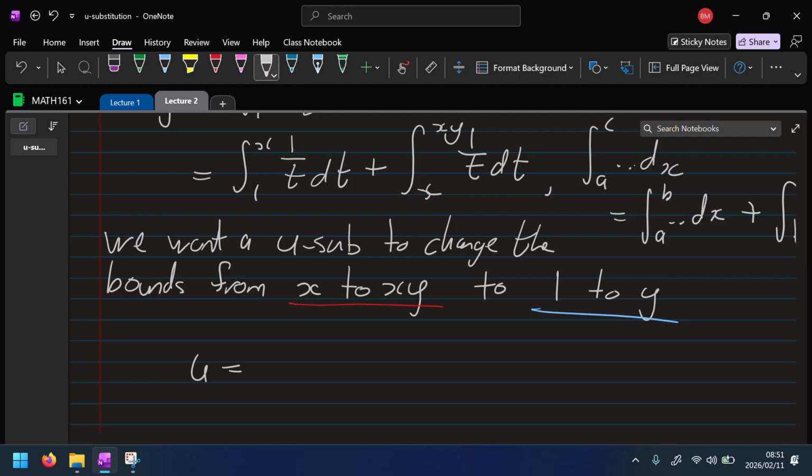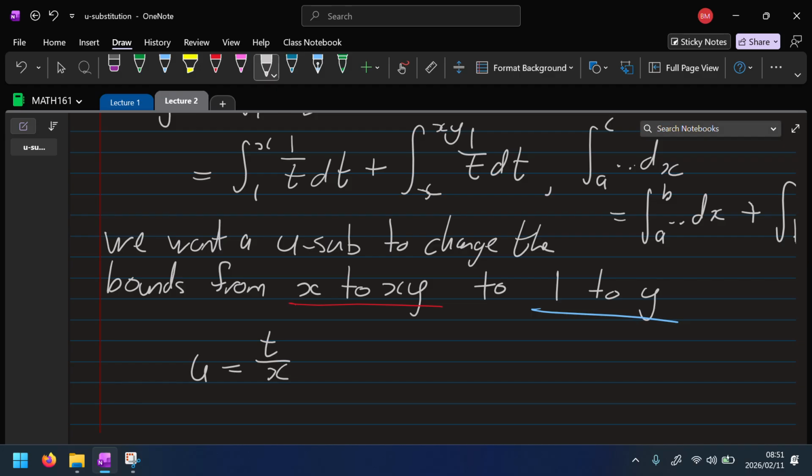So what can we do so that if we put the old bounds into this U substitution, then we get the new ones? In other words, what's the difference from going from the old one to the new one? What did we do? We divided by x, exactly. So what does the U substitution have to be? t divided by x.